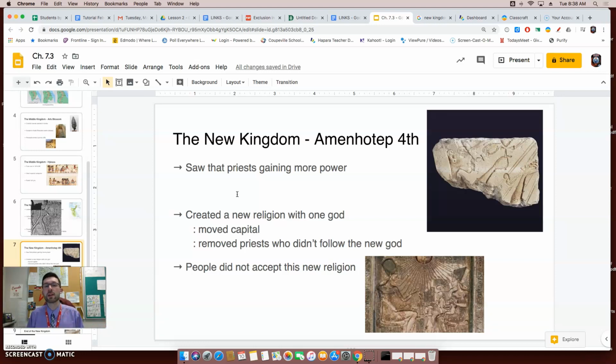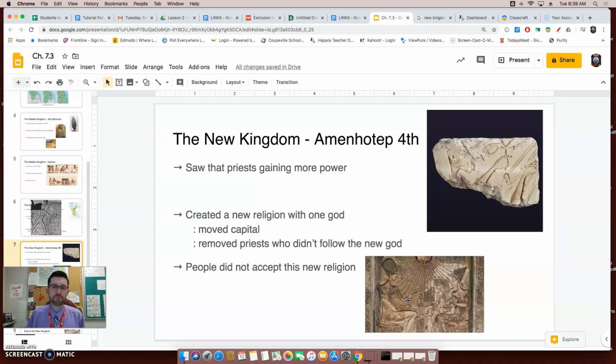And as a result of this, he also moved the capital away from the Nile River. He removed any priests who did not follow this new god. Now, the new god in pictures is seen as a sun with rays coming down. It looks like kind of hand-shaped items. Now, many people did not accept this new god, and as a result, Amenhotep didn't last overly long.